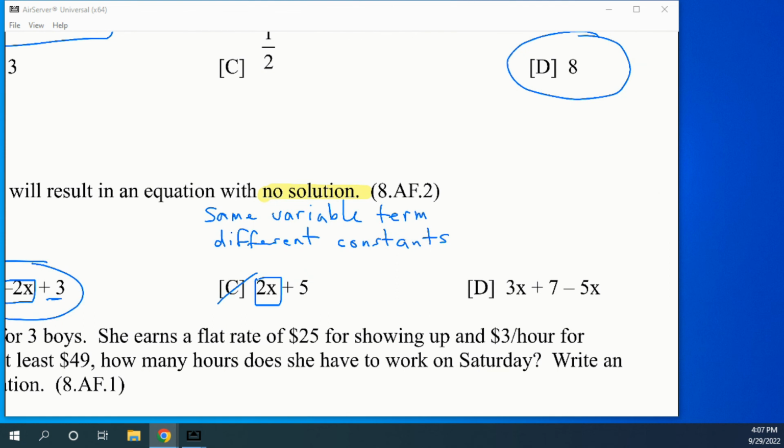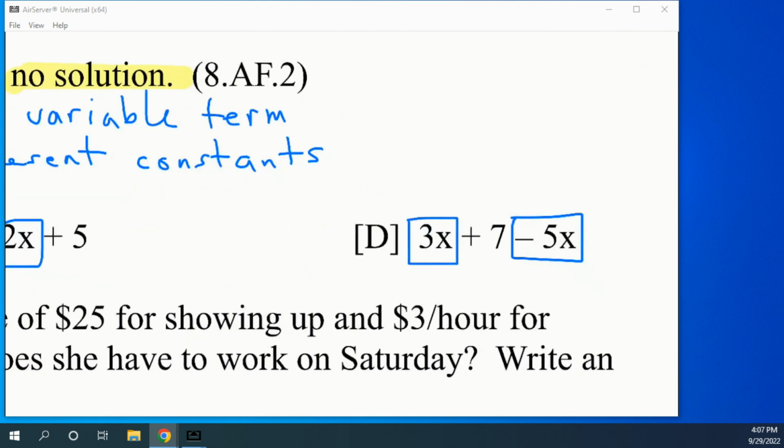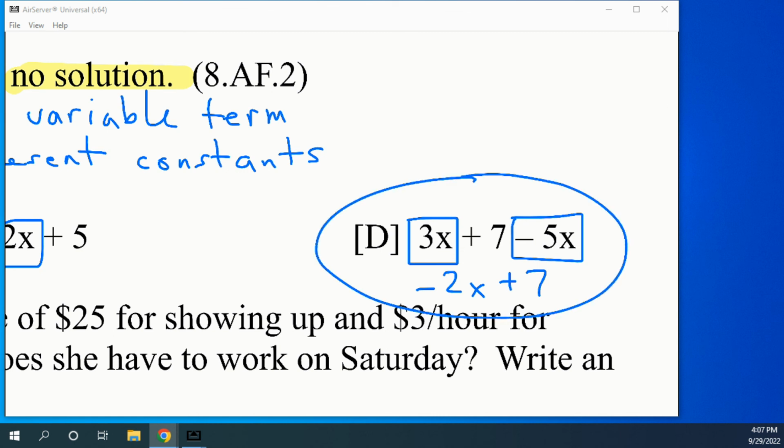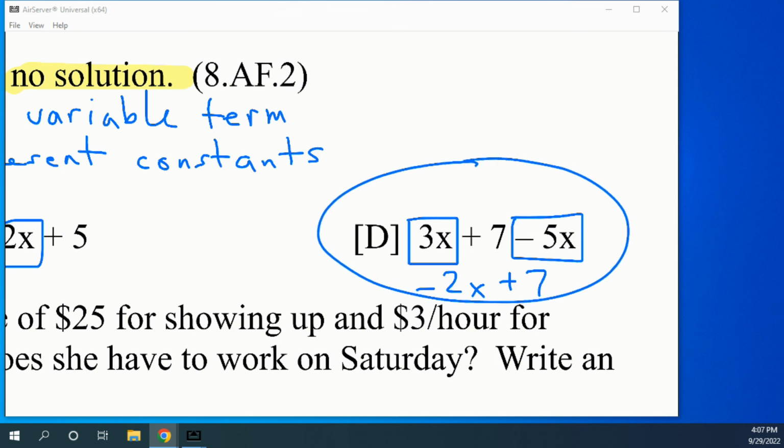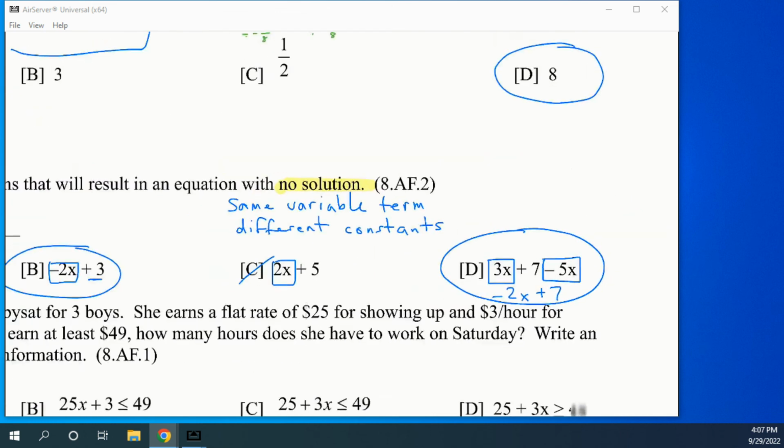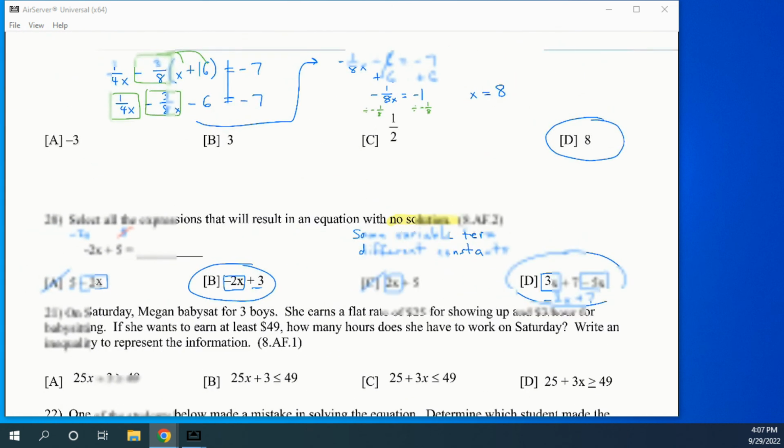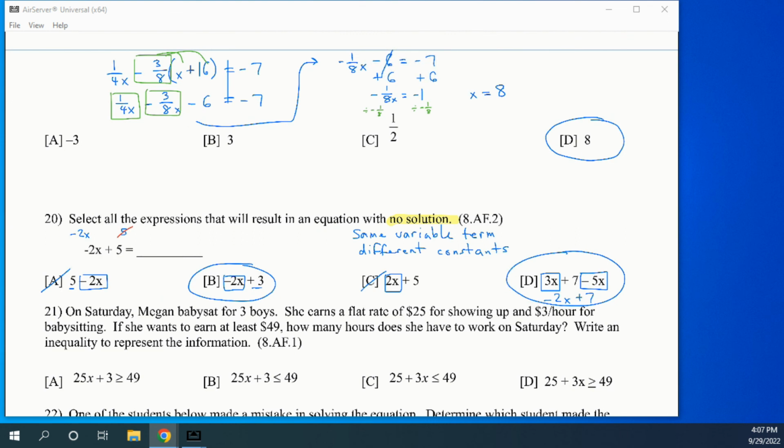D, 3x minus 5x gets me a negative 2x plus 7. Same variable term, different constant terms. D will work. Let me make sure I don't cut off the next problem. D also could be a solution for number 20. All right, and that is that for this particular video. We are on the home stretch, 21 through 25, coming up.